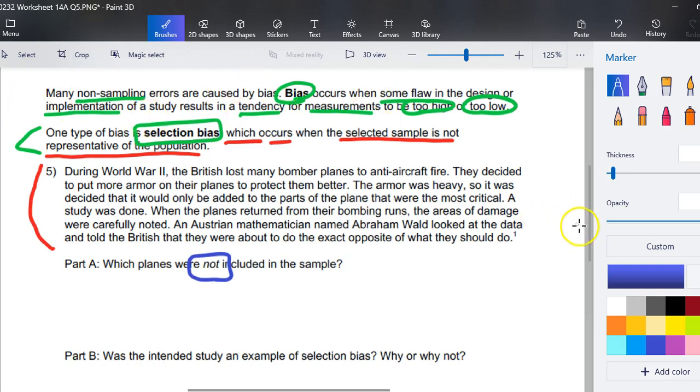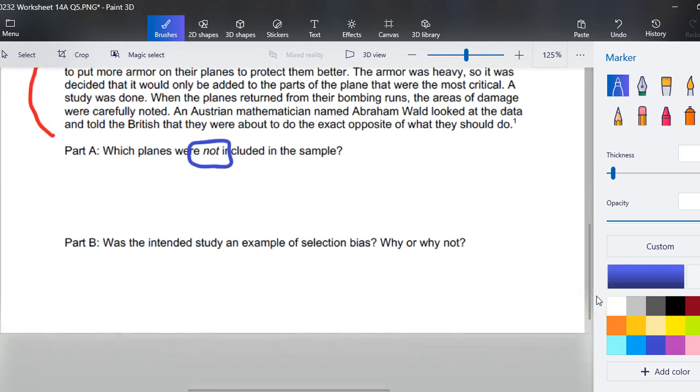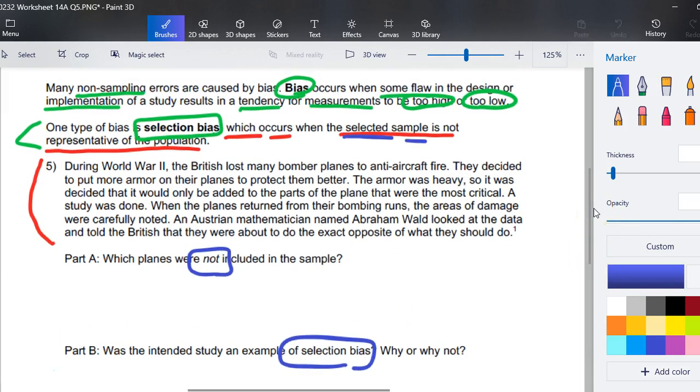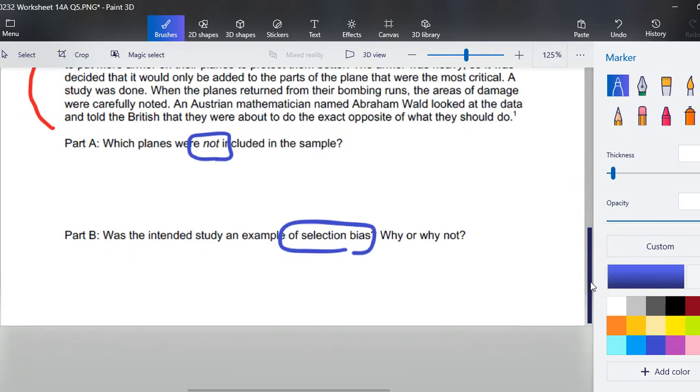Part B. Was the intended study an example of selection bias? And remember, selection bias occurs when the selected sample is not representative of the entire population, so the entire fleet of the planes. Part B, was the intended study an example of selection bias, why or why not? And yes, the planes that were shot down are not represented in the sample, and arguably the planes that were shot down should be in the population.